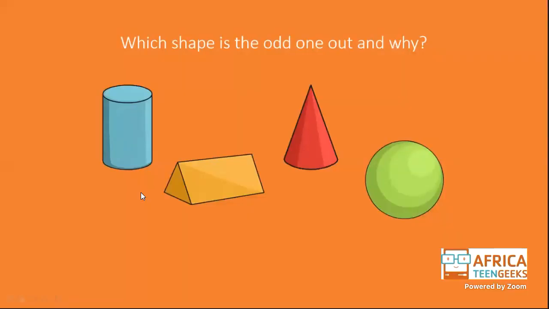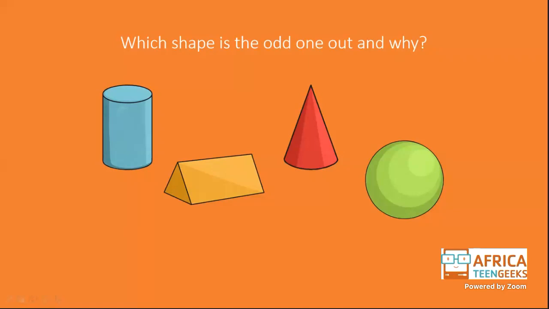All right, which shape is the odd one out and why? Remember, there's not always just one answer. There can be more than one answer if you can explain why. So let me see which one you say does not belong here and why. You have to give me a reason. Otherwise, I don't know what's going on in your head. If you said sphere, I want to know why. In these kinds of questions, it's all about your reason.